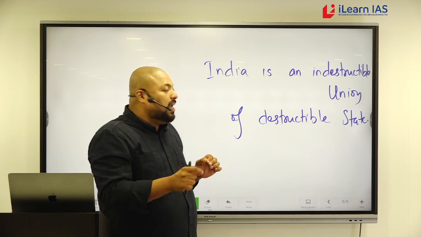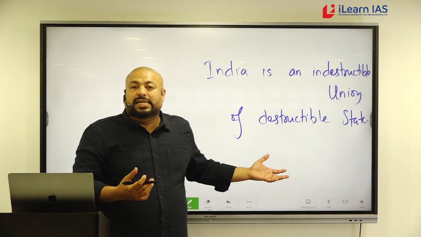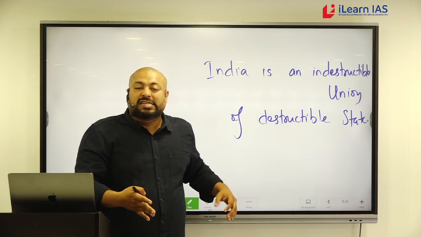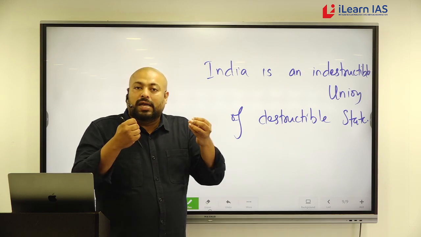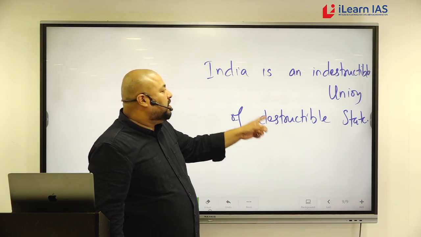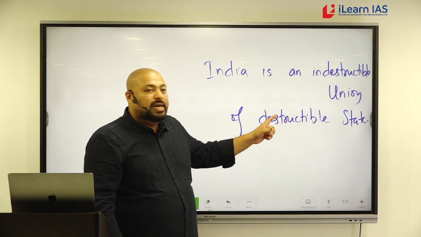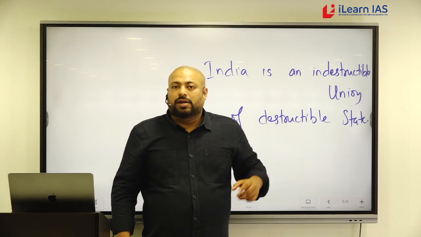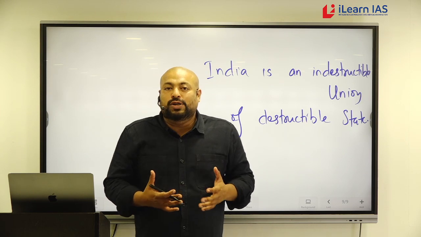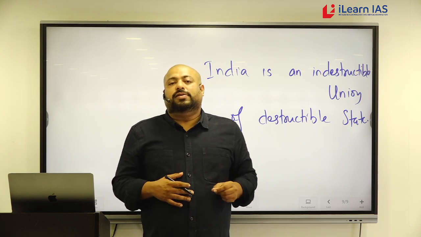Okay. And at the same time, the state's identity is always dependent upon the parliament. The parliament at any time, by legislation, can change the very identity of the state itself. So therefore, we say that it is an indestructible union of destructible states. Do you get the idea? India is always identified as an indestructible union of destructible states.